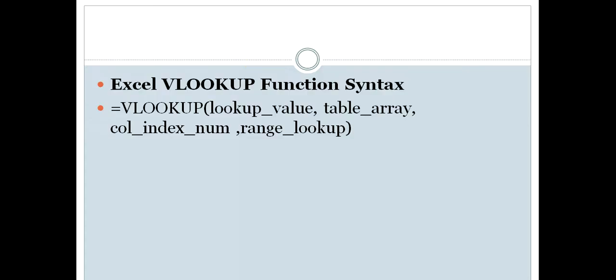So first, the syntax of this function VLOOKUP is VLOOKUP, lookup value, table array, column index number, range lookup. Okay, I think looking at this syntax, you find it confusing, but when you go through it practically, it will be more clear to you. But still take a screenshot of this, right?